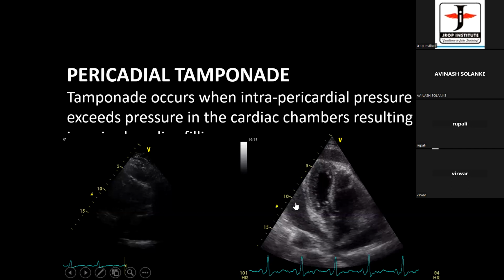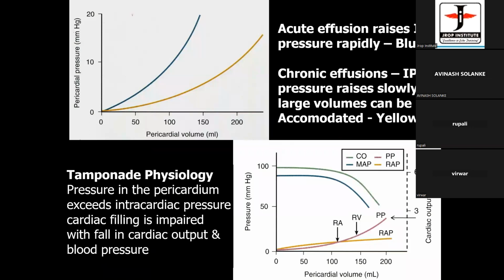My pressure has to be more than 120 millimeters of mercury to compress my LV, and more than 10 millimeters of mercury to compress my LA. But LA does not have a membrane at all, so we are not looking for LA. We are looking for RA, RV, and LV compression because of increased pericardial pressure.